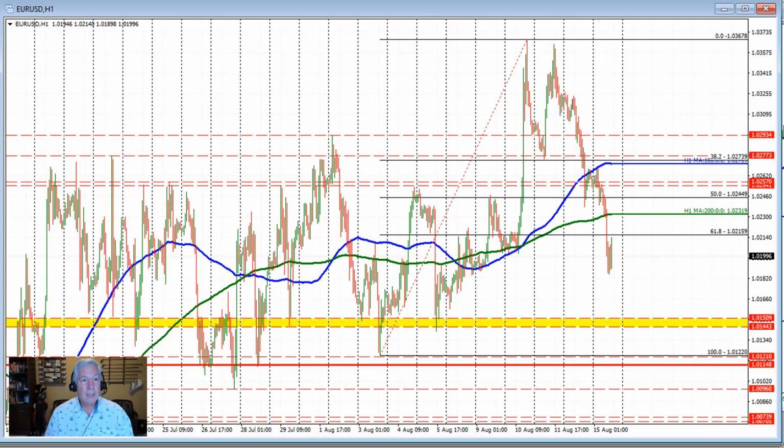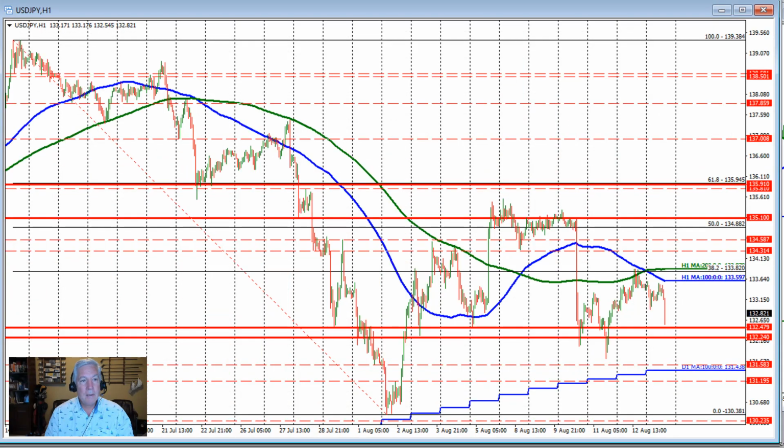Let's take a look at the dollar versus yen. We saw the Empire Manufacturing come in much weaker than expected this morning, actually at minus 31 or something like that, versus a plus 5 estimate. So we saw the dollar versus yen move to the downside here as a result of the weakness and the lower interest rates as well in the U.S.